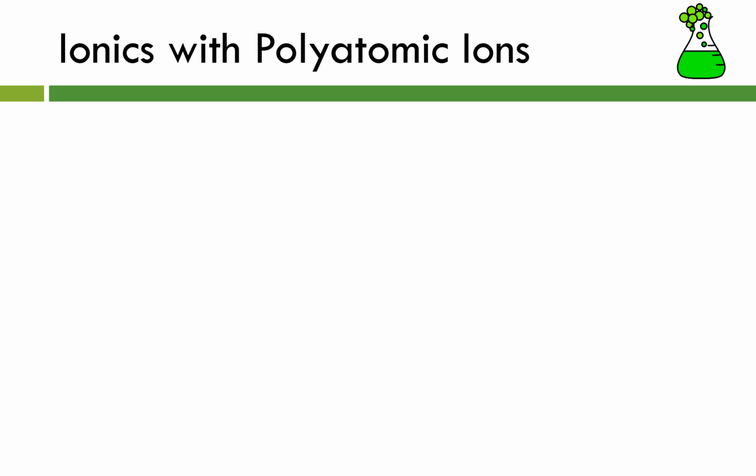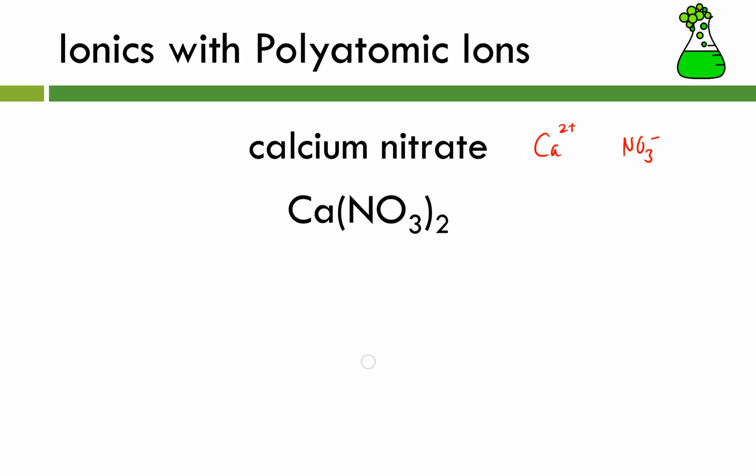If we go in the opposite direction, let's take calcium nitrate. So we have calcium, which will form a 2+ ion. If you look up nitrate in your reference table, it is NO3 with a charge of -1. So when I do the crisscross method, I'm going to get calcium nitrate as Ca(NO3)2. If you need multiple polyatomic ions, you're going to use parentheses.